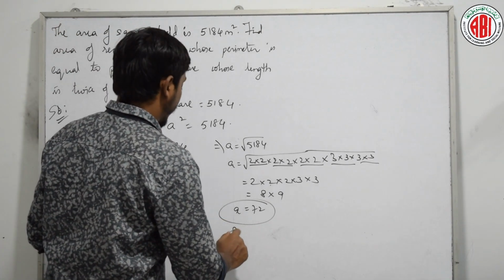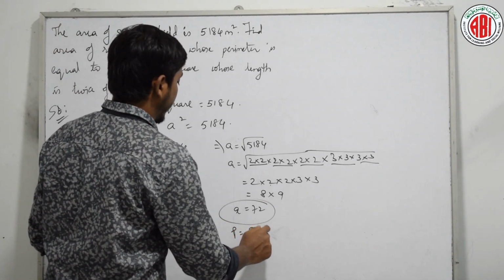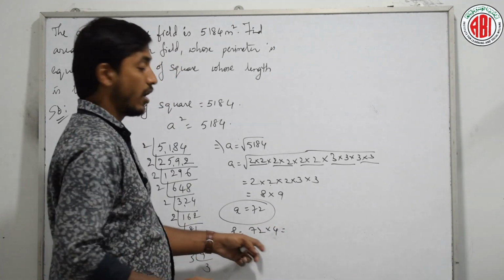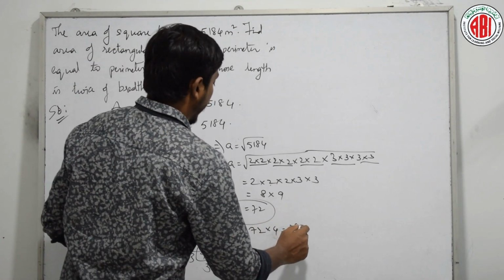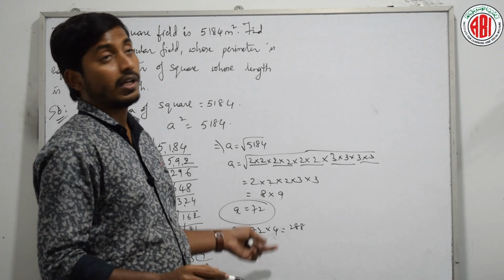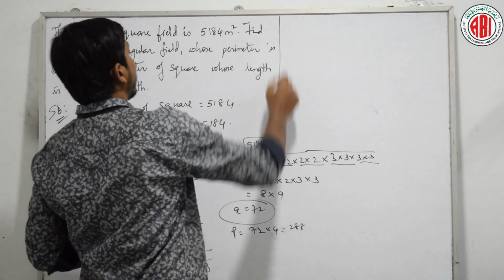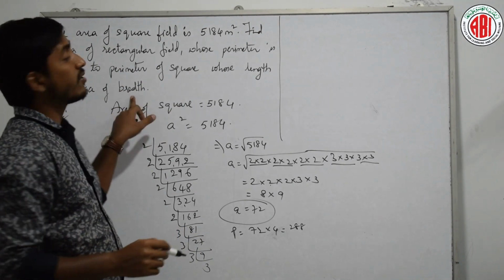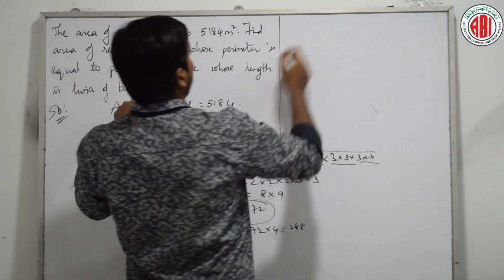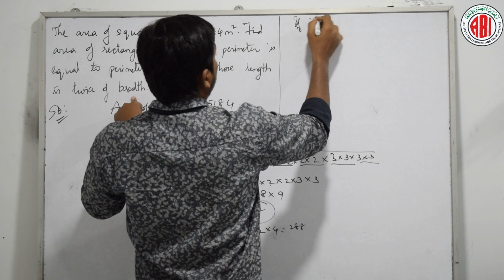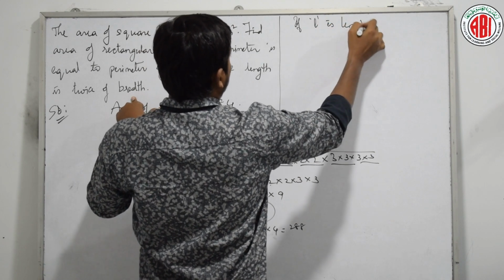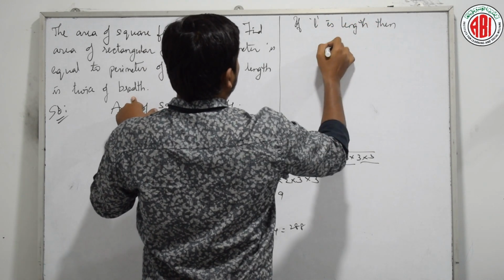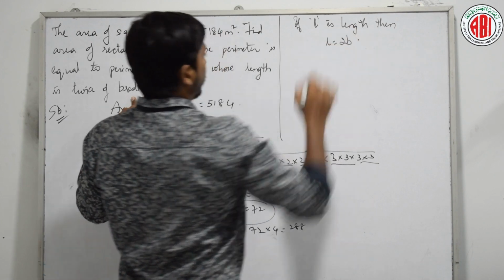What about the perimeter of a square? Perimeter is 72 into 4. How much is it? 288. This is the perimeter of a square. He is telling that the length is twice of the breadth. Here if L is length, then L is equal to 2b.